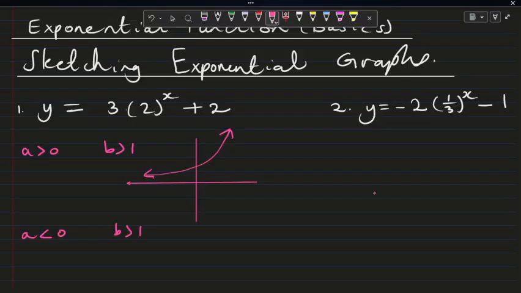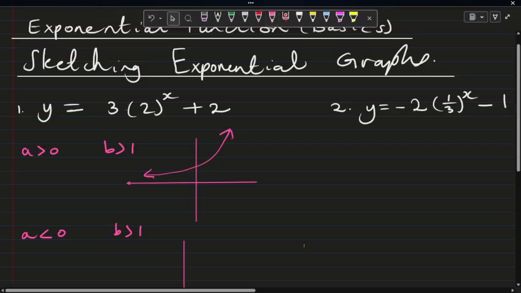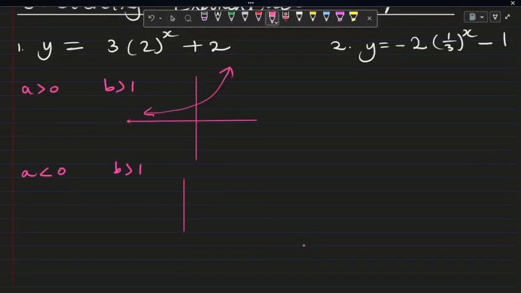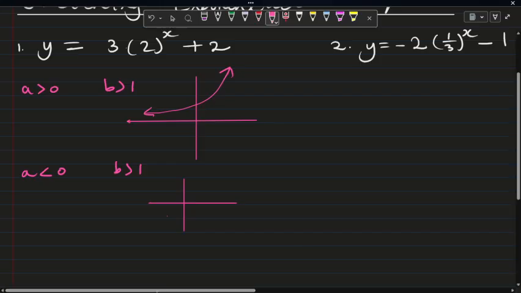And then we said that if a is less than 0, but b is greater than 1, then this graph will be reflected over the asymptote. So this graph will look something of the sort. We will have a graph that curves downwards, like that.